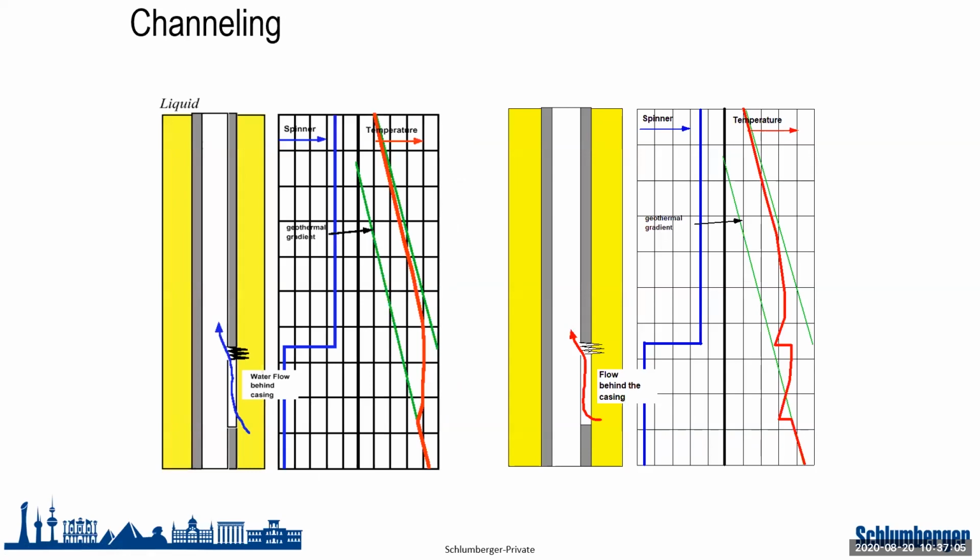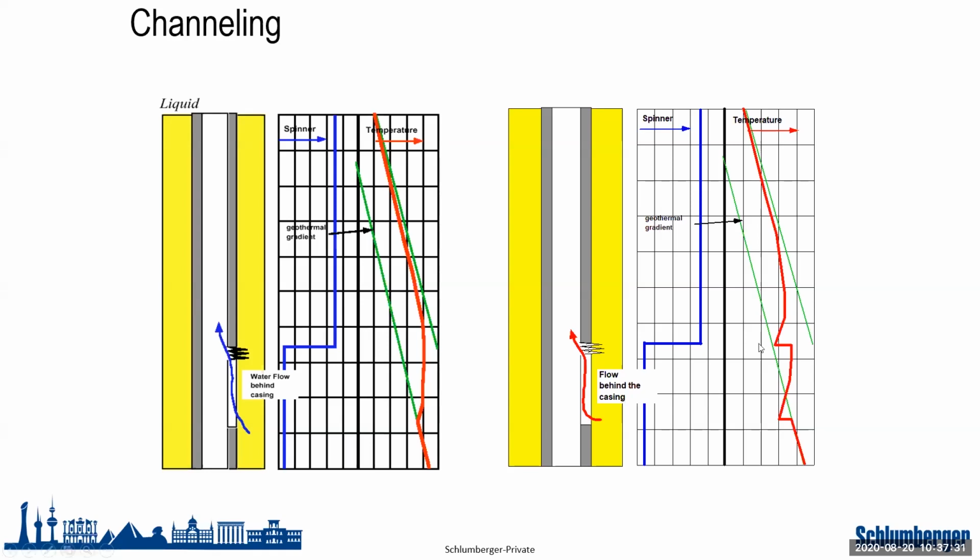Now we have another example. Let's say I have channeling of water behind the casing. Over here my spinner is only indicating when the water already enters the wellbore. But as you can see, the temperature is already increasing when the water enters the channel. So this is one of the ways in which we can understand if there is channeling happening due to bad cement.